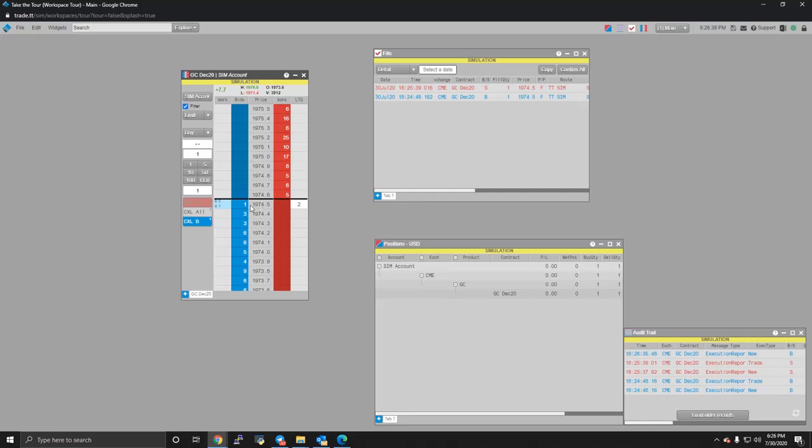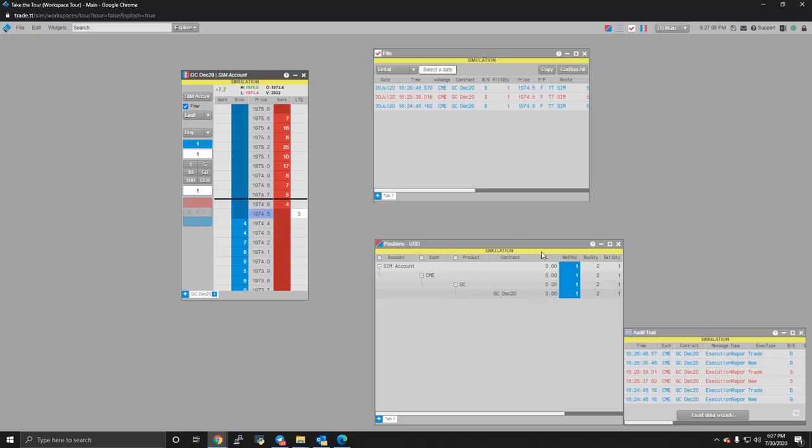Technically, this is a resting bid order, looking for someone to hit my bid. And let's see if someone, okay, so someone hits the bid here. Now let's take a look at the P&L on the contract. So I bought one at 1974.5. The market is moving in my favor. It's now being marked at 1974.7, which is 2 ticks.